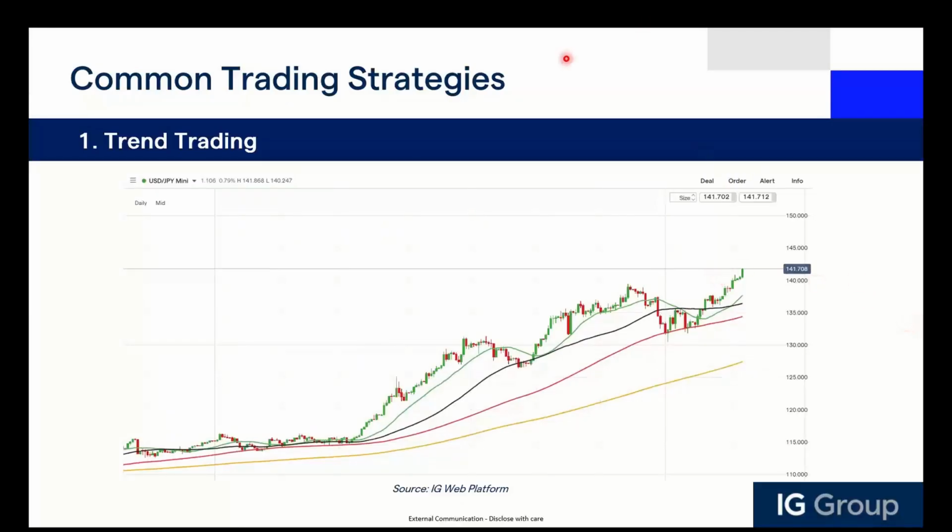Okay, so the upside for trend trading, of course, there's a lot of upside, because if you happen to enter a trend early, right, you can actually ride the trend, and the profits are potentially a lot higher. And you can also manage your risk using things like a trailing stop.